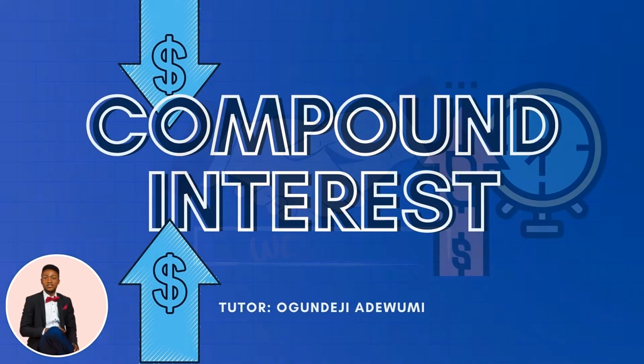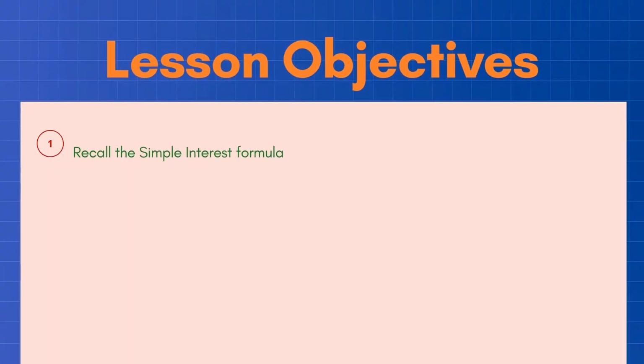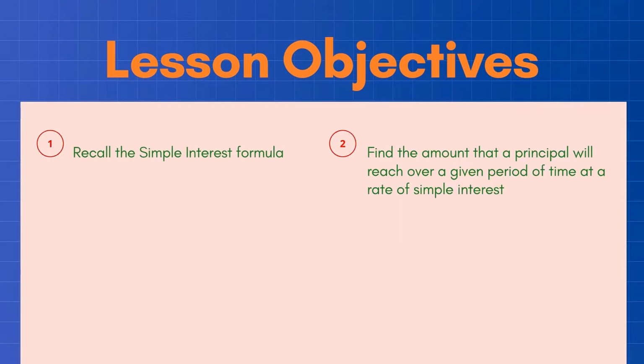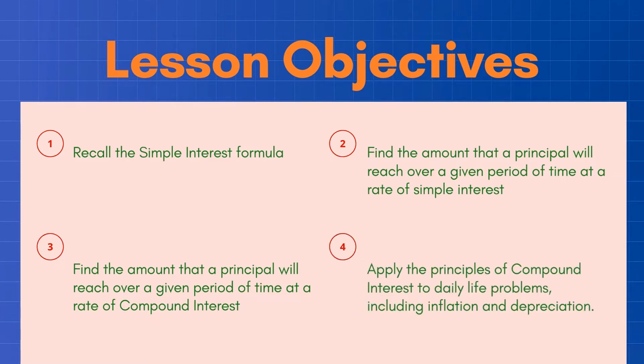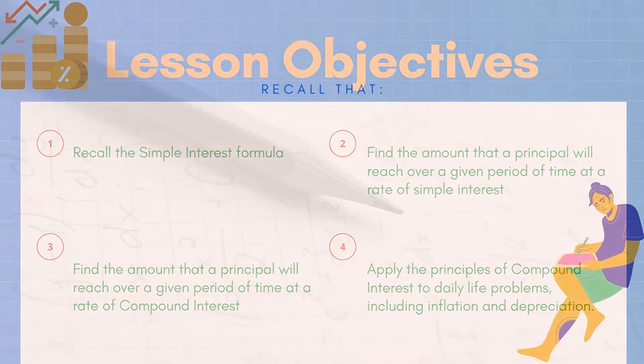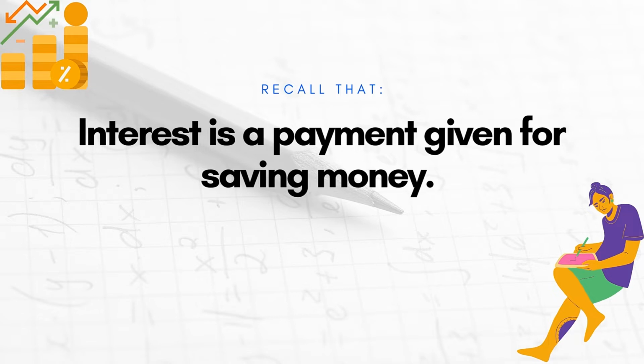Today we are going to be looking at compound interest. At the end of this lesson, you should be able to recall the formula for simple interest. Secondly, you should be able to find the amount that the principal will reach over a given period of time at the rate of simple interest. Thirdly, you should be able to find the amount that the principal will reach over a given period of time at the rate of compound interest. And lastly, you should be able to apply the principles of compound interest to daily life problems, including inflation and depreciation.